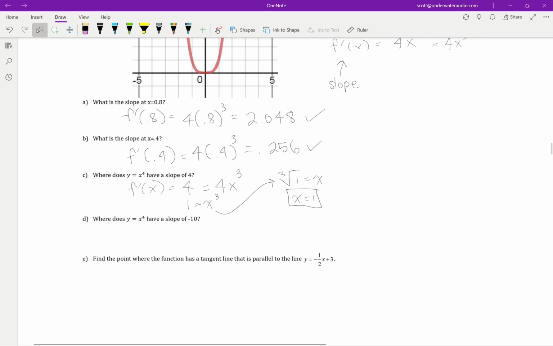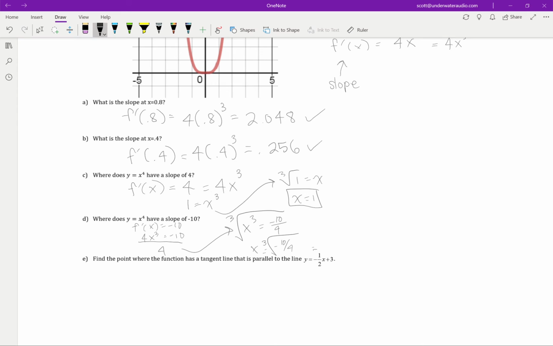Okay, so similar question to part C. Where does y equals x to the fourth have a slope of -10? So I would do f prime of x equals -10, or 4x cubed equals -10. So I would divide by 4. I get x cubed equals -10 divided by 4. And then I would cube root everything. X equals -10 over 4 cube rooted.